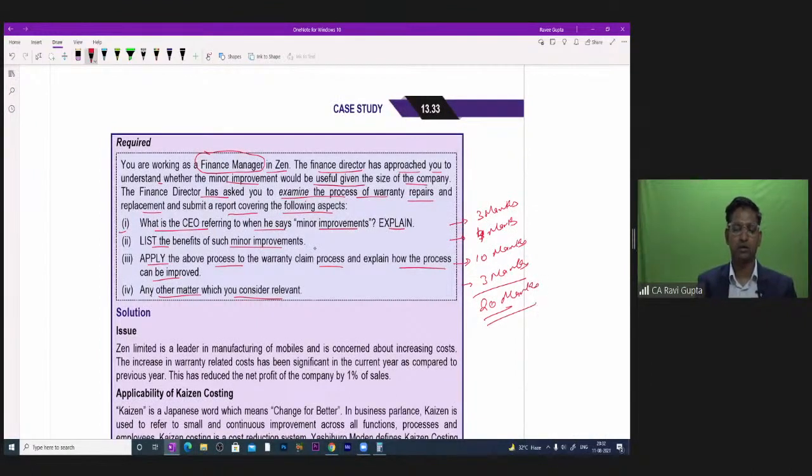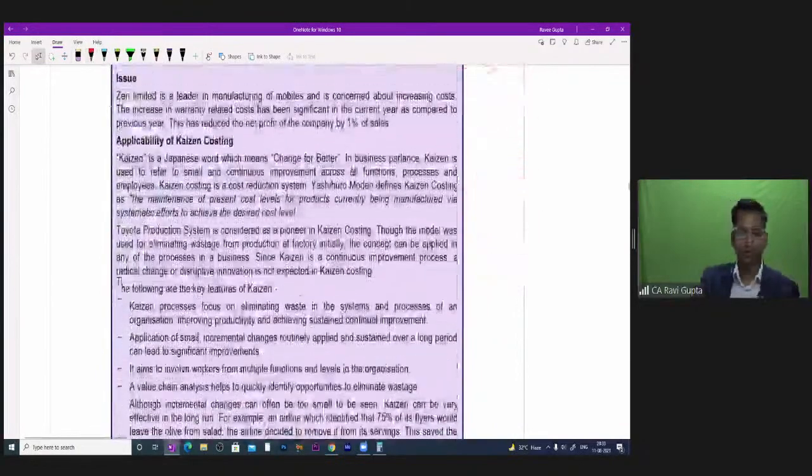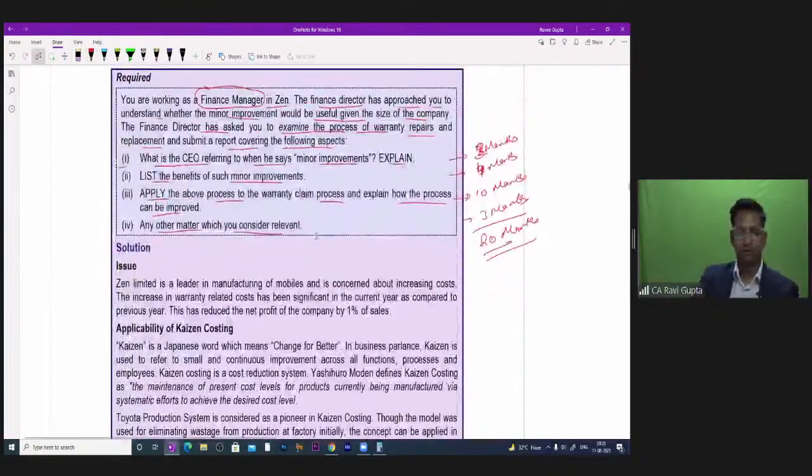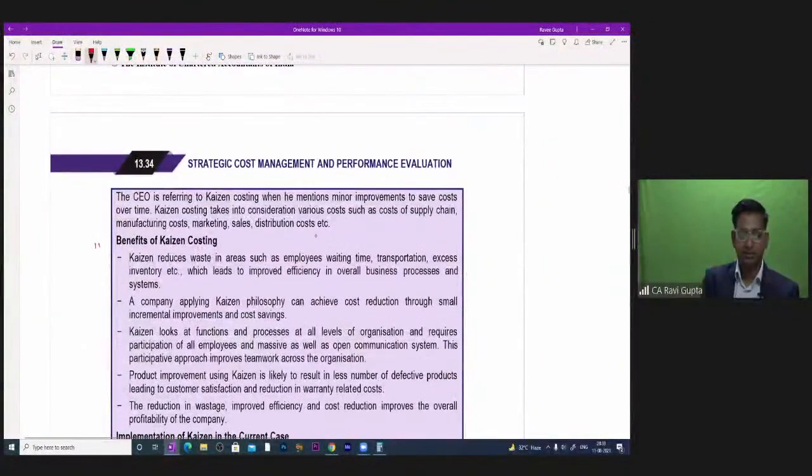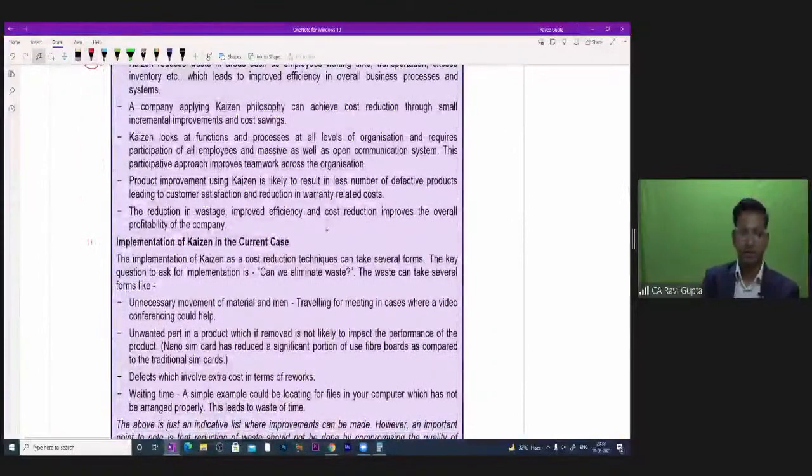Now we know that we have to answer in this priority what the CEO is referring to. It could be either 2 marks also. So let's have 3 marks. So this is the second part. This is the third part.